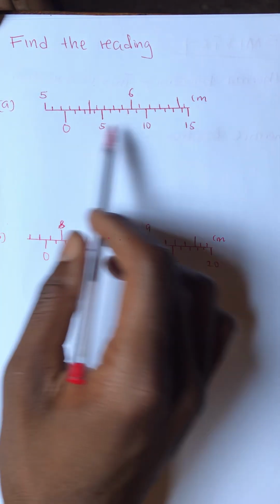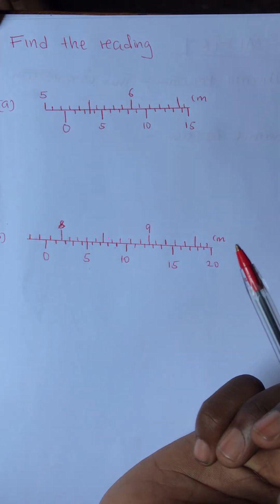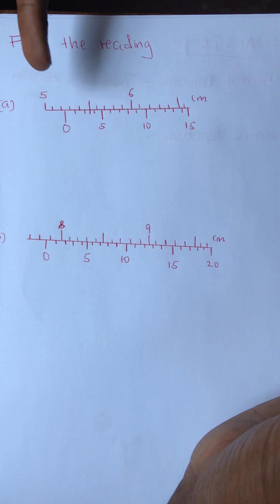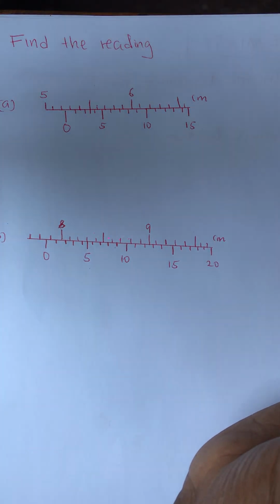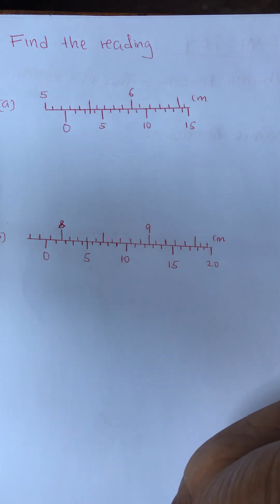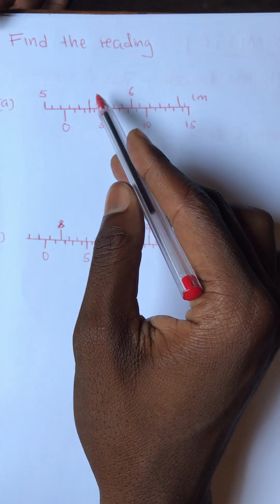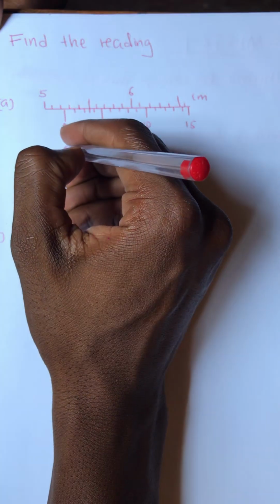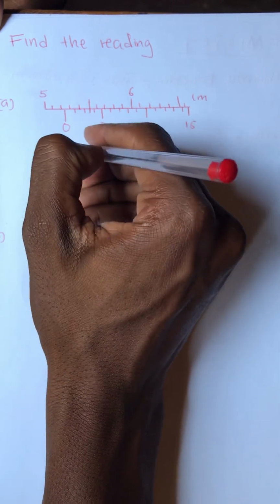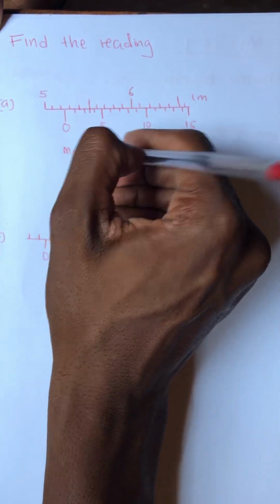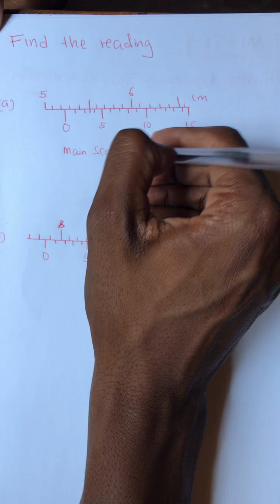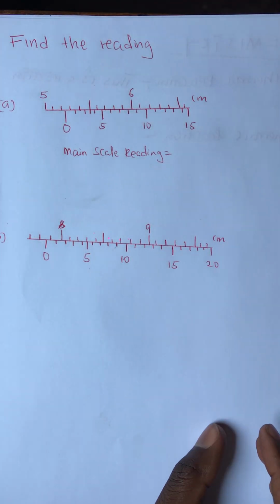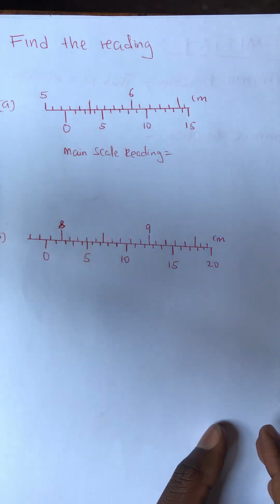So we have question A here. What is the reading? Now, what I said was, you first of all have to find the reading on the scale which is on top here. The scale on top is actually called the main scale. So we are looking for the main scale reading. The main scale reading is found on the top part there.